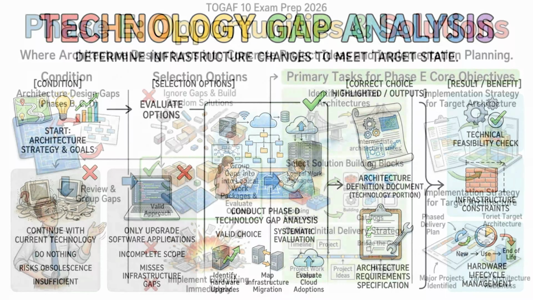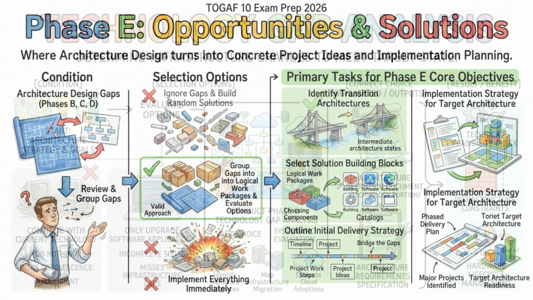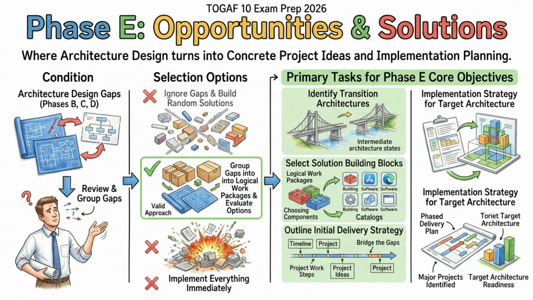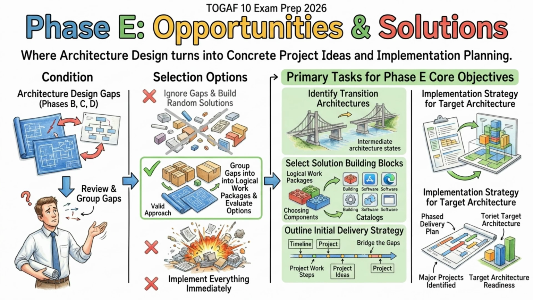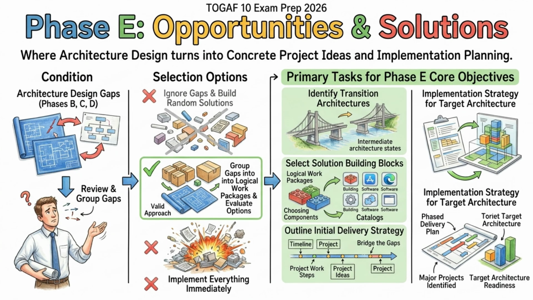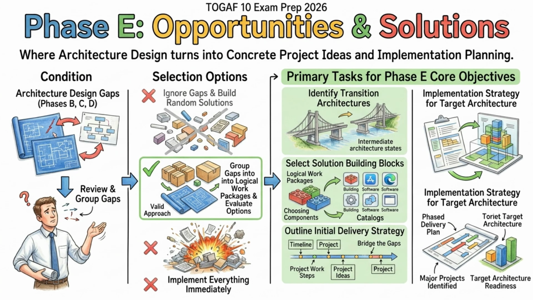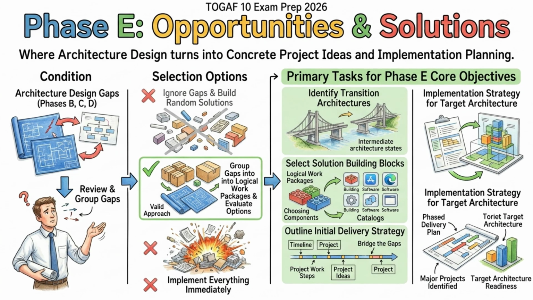Phase E is titled Opportunities and Solutions, marking a major shift in the ADM from architecture design to implementation planning. In Phase E, architects review the gaps identified across Phases B, C, and D, and group them into logical work packages. The primary objective is to evaluate implementation options, identify major transition architectures, and outline an initial strategy for delivering the target architecture. Exam questions frequently test Phase E as the step where solution building blocks are selected and initial project ideas take shape.